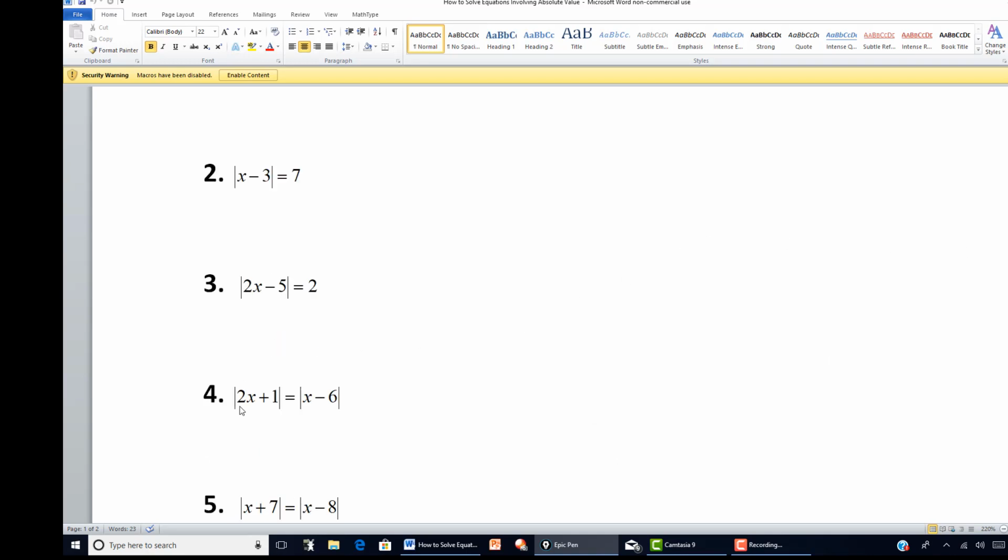Now the next one has two absolute values, but they're isolated on the left and on the right side. Okay, so we can say there are different possibilities. It could turn out that 2x plus 1 is greater than or equal to 0, or it could be less than 0. It could be that x minus 6 is greater than or equal to 0. It could be less than 0. Okay. So let's assume to start off with that they're both positive. 2x plus 1 and x minus 6 are both greater than or equal to 0. So in that case, I can say that 2x plus 1 would equal x minus 6.